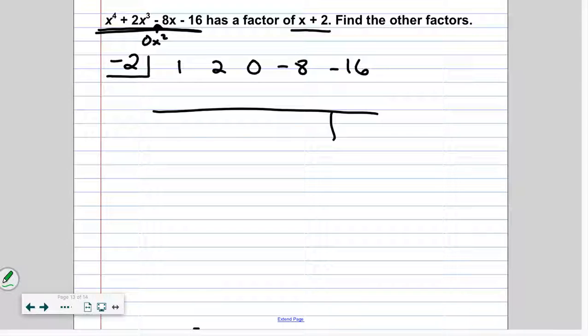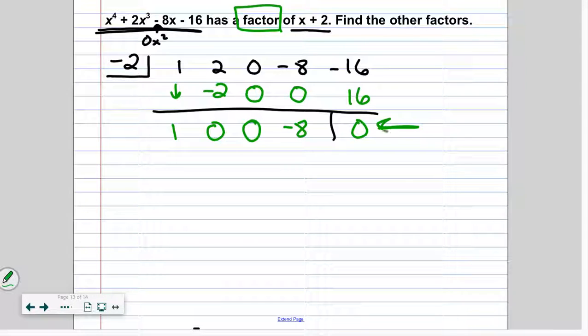Hopefully you're getting a little hang of this. Bring down the 1. 1 times negative 2 is negative 2. 2 plus negative 2 is 0. 0 times negative 2 is 0. 0 plus 0 is 0. 0 times negative 2 is 0. Negative 8 plus 0 is negative 8. Negative 8 times negative 2 is positive 16. We get 0, and that makes sense because it is a factor, so the remainder is 0.